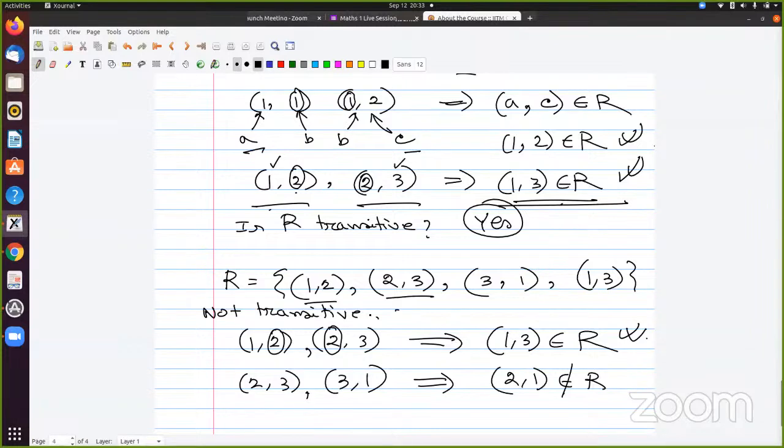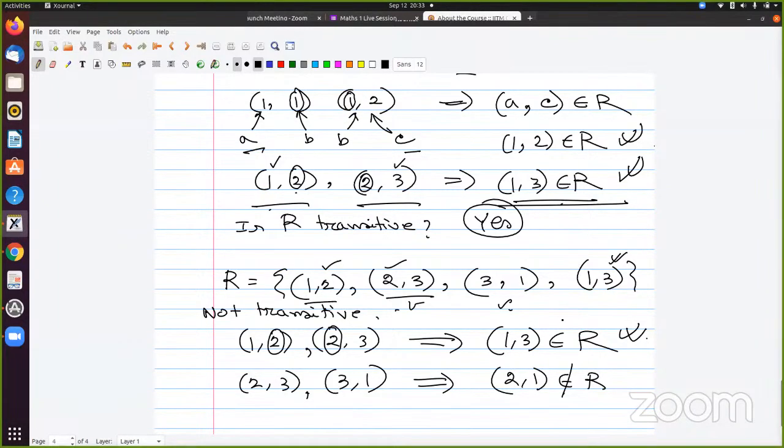1 comma 3, if it is not there, then whenever you get some element which is not there, like A comma C, we will call it not transitive. That's what we are doing, no? We have to find just one. For the first two pairs, 1 comma 3 should be there, and it is there. But when we check the other two elements, we do not get 2 comma 1 inside R. It should be inside R to be transitive, right? So it is not transitive.